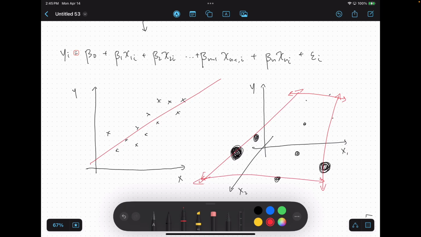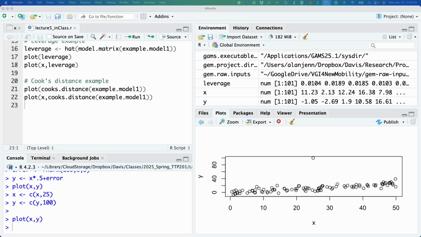It gets a little bit harder to visualize, and a lot of the things that we might rely on visually are going to get a lot harder. Any questions about this so far? Okay, so let's jump over to R and build on what we've learned so far to do multiple variable regressions.